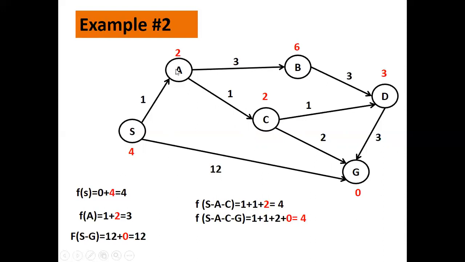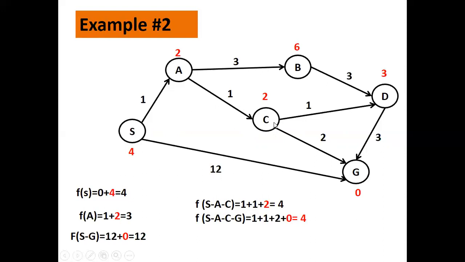Let us explore this S to A path again. S to A we calculated as 3, that is the minimum as compared to this. So let us expand this further. Now from A you can go to C as well as to B. Let us expand C because this is the minimum.